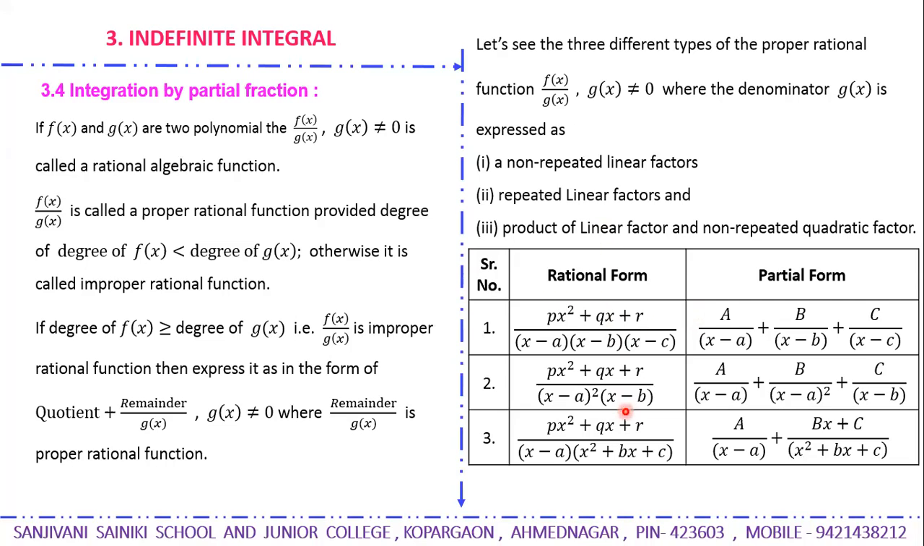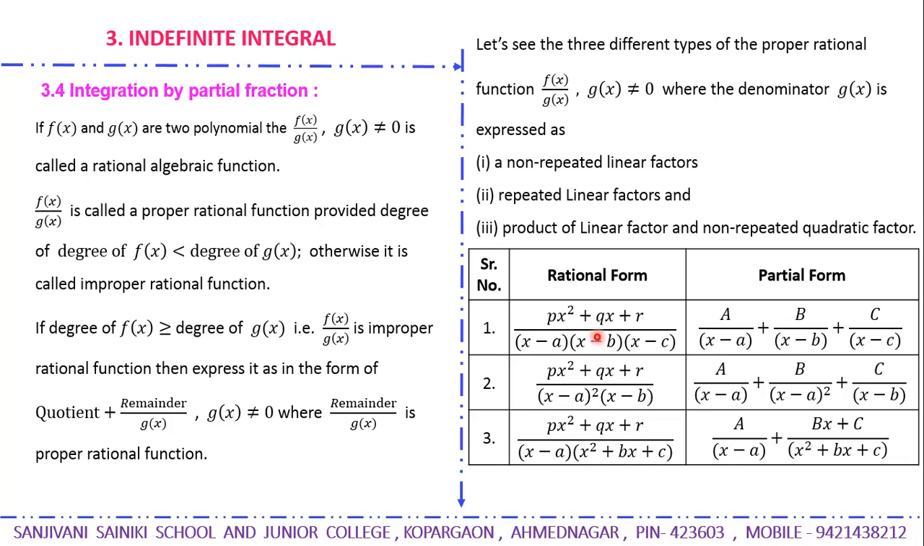So there are some standard rational forms. The first one is a rational function. It is in the proper form because the degree of the numerator is 2 and the degree of the denominator is 3. Here also the degree of the numerator is 2 and the degree of the denominator is 3. This shows the three types of the partial fraction.